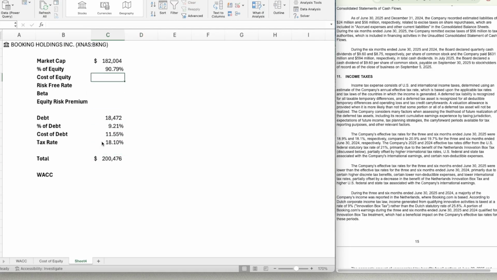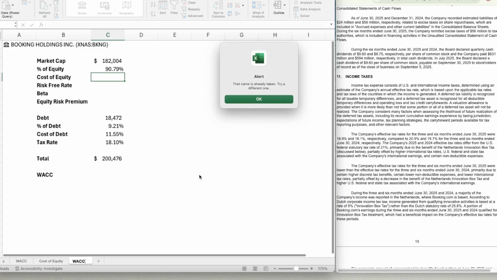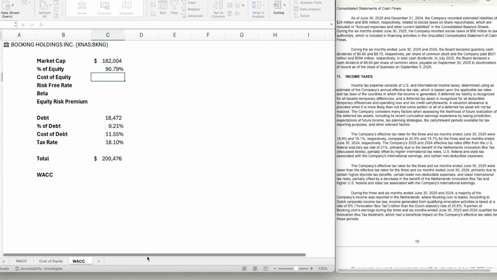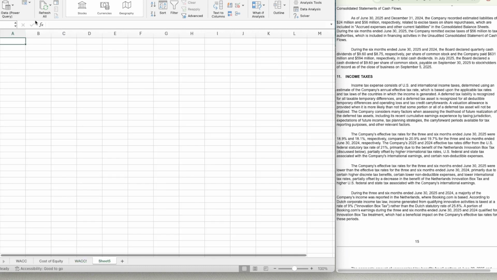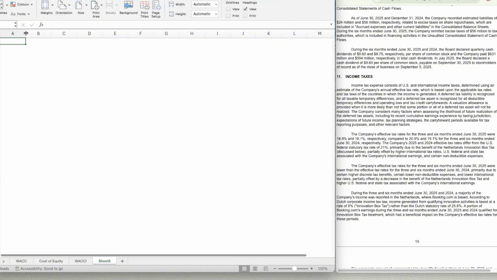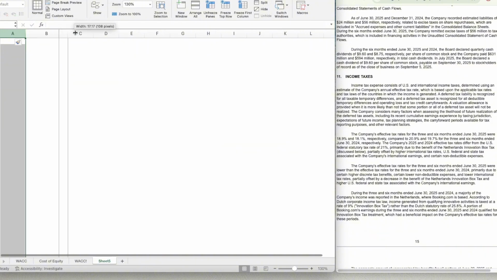Now, the next step is we build out the cost of equity. So let's rename this WACC and let's build another. Let's call it the WACC, exclamation mark. Now, open a new sheet. I'll zoom in a bit. First thing as always, let's remove the grid lines. Let's go view. We need to freeze the first column and we can insert, make this a bit bigger.